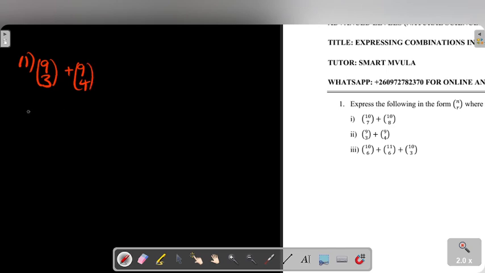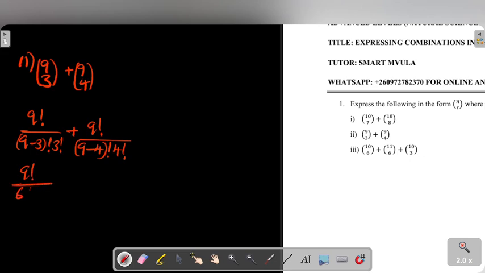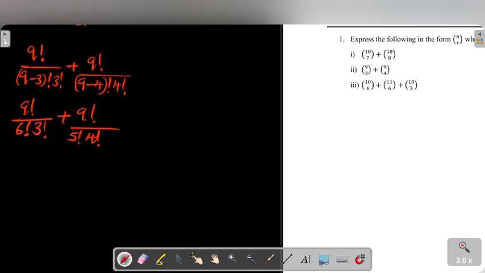So here we'll do the same. So I have 9 factorial over 9 minus 3, then 3 factorial, plus 9 factorial over 9 minus 4, then 4 factorial. So now we have to evaluate this. So we have 9 factorial over 9 minus 3, it will give us a 6. So 6 factorial 3 factorial, plus 9 factorial over 9 minus 4, that's a 5. So 5 factorial 4 factorial, that's what we have.